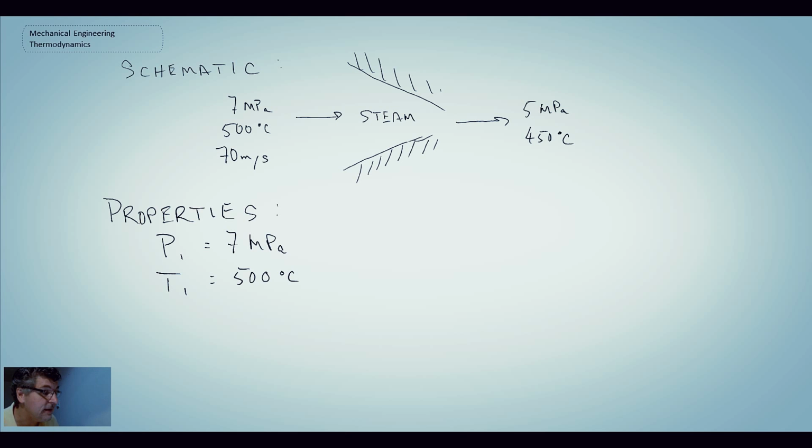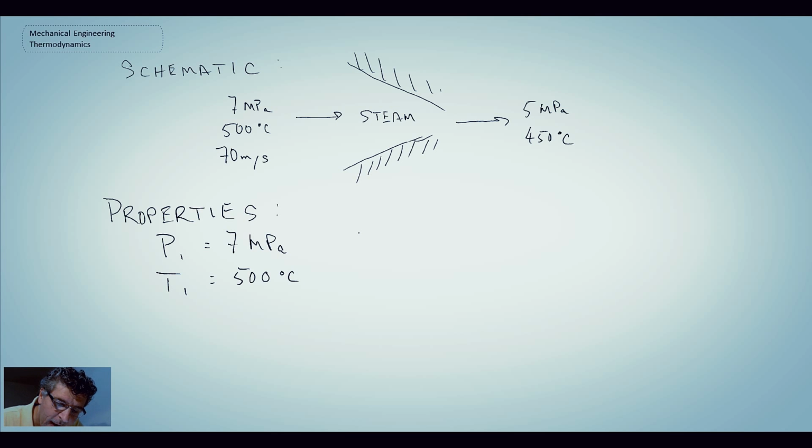And the exit condition, we may as well look here as well. 5 MPa, saturation temperature there is 263 degrees Celsius. The exit temperature is 450. Again, we're well above it. That means that we're in the superheated steam region for both the inlet and the exit, which is good because that's what you'd want for a steam turbine.